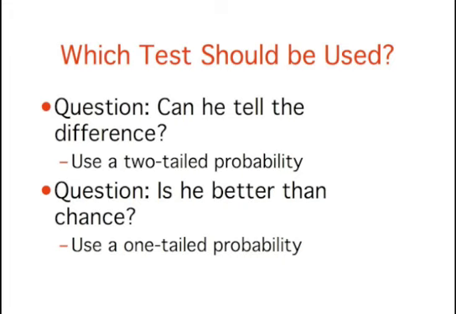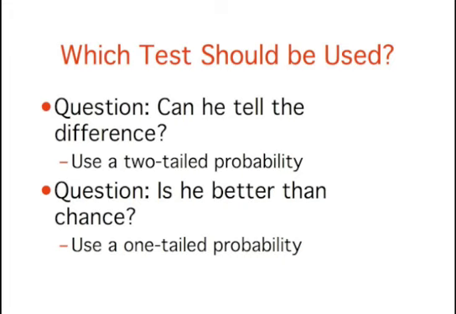If he performed much worse than chance, we would conclude that he can tell the difference, but he does not know which is which. Therefore, since we are going to reject the null hypothesis if Mr. Bond does either very well or very poorly, we will use a two-tailed probability. On the other hand, if the question is whether Mr. Bond is better than chance at determining whether our martini is shaken or stirred, we would use a one-tailed probability.